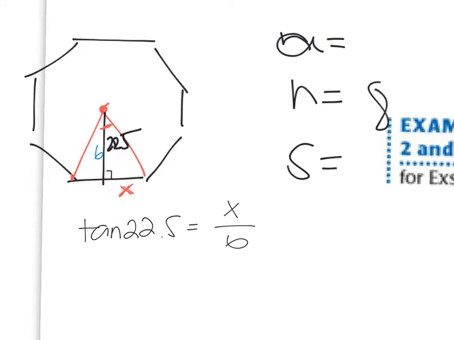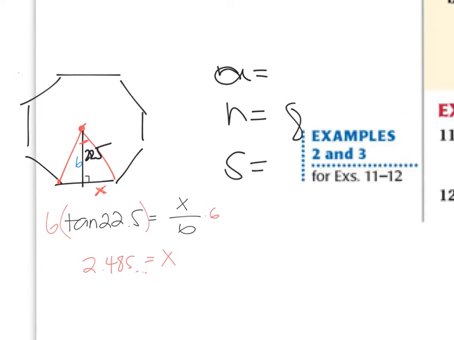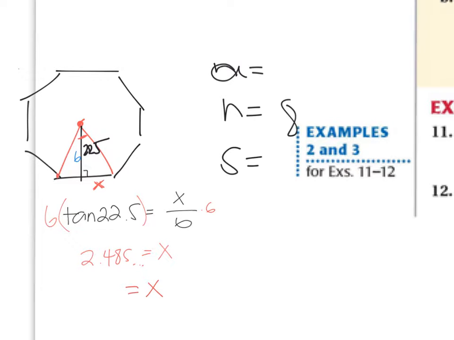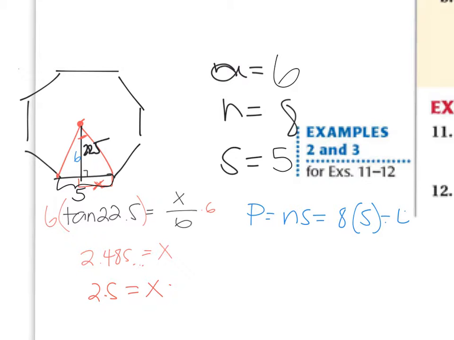And then I want to multiply both sides by 6. So this is 2.485, and so on and so forth. I'm going to round because I'm going to just plug it right into that formula. So that's this half. If I multiply it by 2, I get the whole thing, which is s, which is 5. And the apothem they gave me was 6. So perimeter is n times s, 8 times 5, which is 40.